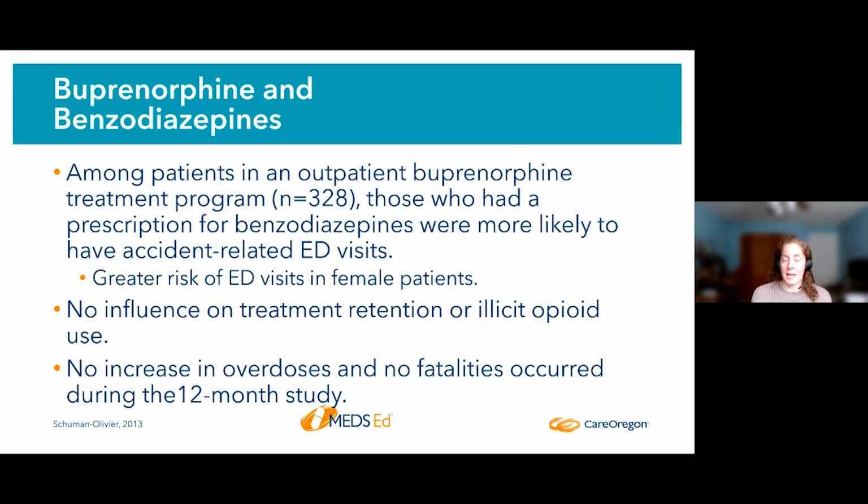However, I think another myth that comes up is that if someone is taking or using a benzodiazepine, they're less likely to remain engaged in treatment for opioid use disorder. But this study found no influence on treatment retention or illicit opioid use. So those patients weren't using fentanyl or other illicit opioids at higher rates. And there was no increase in overdoses and no fatalities in that group during that 12-month study. What they concluded from that study was that being on a benzodiazepine can increase the risk of accidents, injuries, and emergency room visits, but it didn't increase mortality, it didn't increase overdoses, and patients remained engaged in treatment.